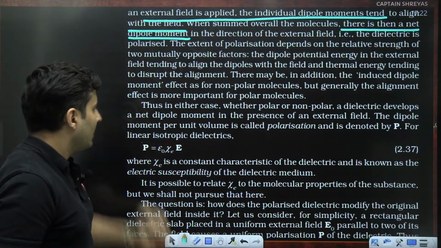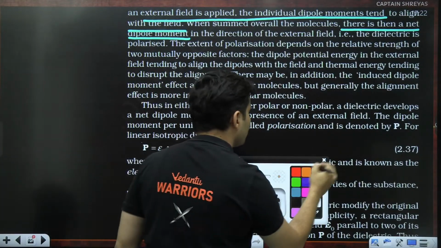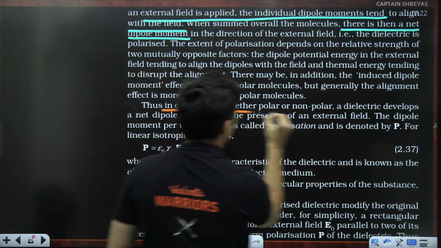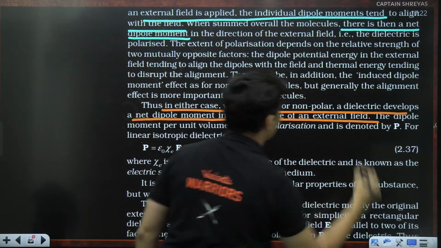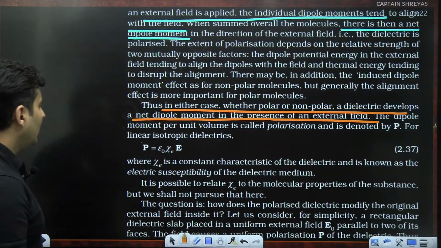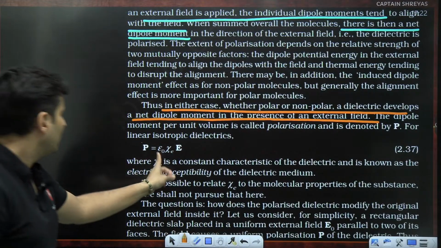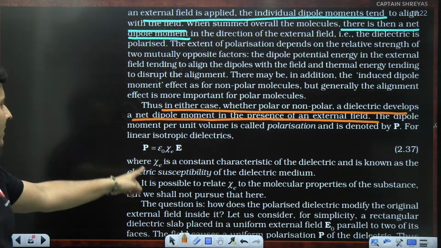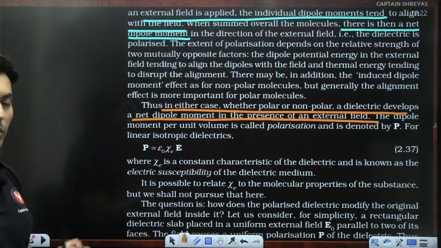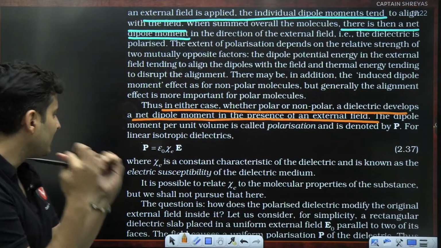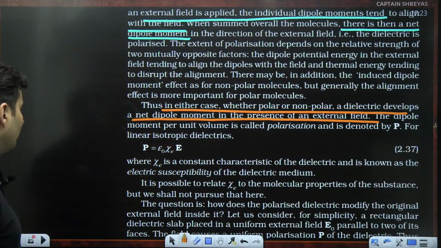Thus, in either case, this is important now. Whether polar or non-polar, there is a net dipole moment in the presence of an electric field. And this formula has been written over here, where there is a constant to symbolize the extent of the polarization.